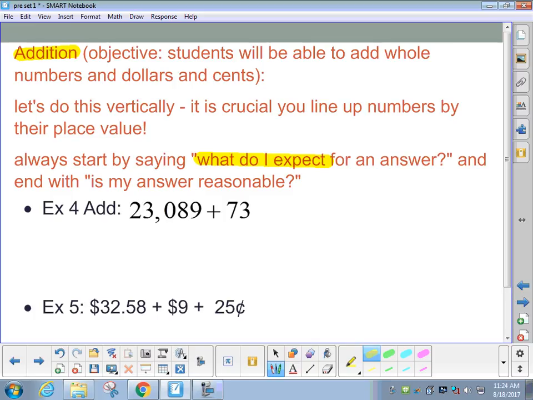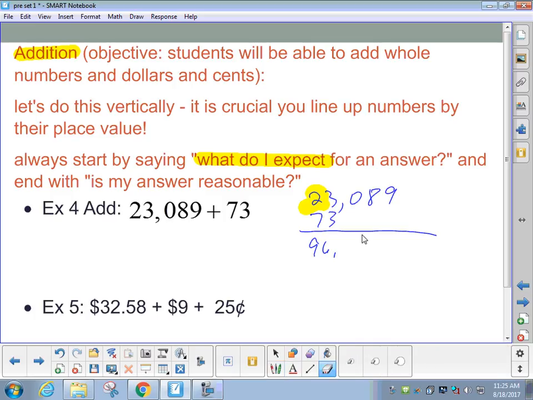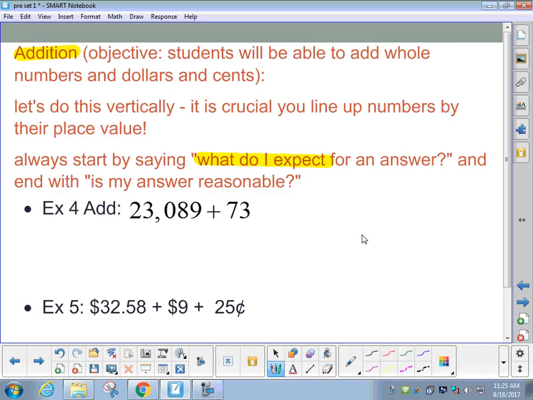So that if somebody forgets and lines it up wrong, like this, aren't they going to get something like 96,000? And does that even make sense? Catch that error. It doesn't make sense. Do you agree? So if you start every problem with, what do I expect, and end every problem with, does that make sense, you will be a really excellent math problem solver. All right. So would you please write that problem down, and then do the problem, and we will check and confer in a minute.